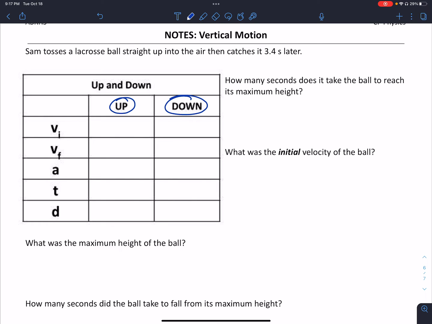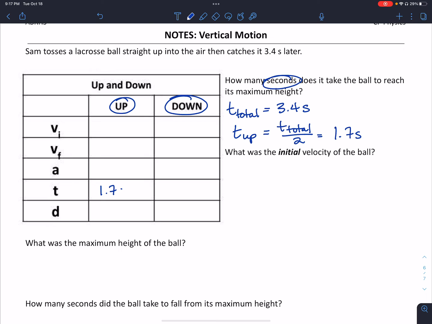All right, so the first question is, how many seconds does it take the ball to reach maximum height? The total time is equal to 3.4 seconds. So the time up is equal to half of that total time. We divide it by 2, and we find that the time it takes to go up is 1.7 seconds. So the time up is 1.7 seconds. Now, we said before the time down has to equal that, so we put 1.7 seconds here as well.